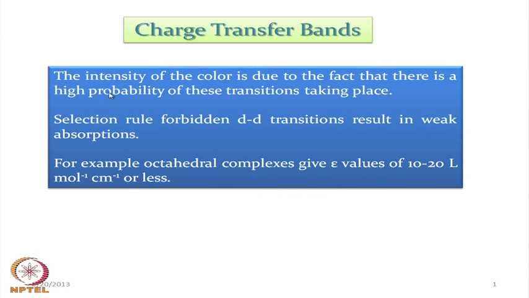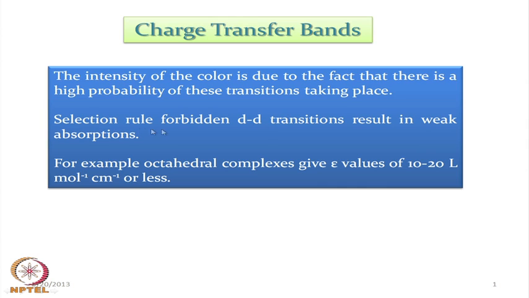So, one important factor is that the intensity of the color is due to the high probability of these transitions taking place. The selection rules, whether it is the Laporte selection rule or the spin selection rule, cannot be operative over here. So, it is a highly allowed transition, and since the transition is highly allowed, we get a high probability of these transitions. That is why we get very high intensity, and the molar absorptivity is also very high, of several thousands.